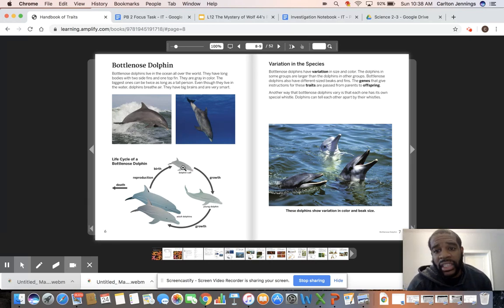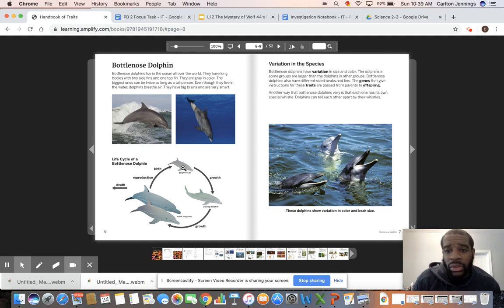Variation in species. Bottlenose dolphins have variations in size and color. The dolphins in some groups are larger than dolphins in other groups. Bottlenose dolphins also have different sized beaks and fins. The genes that give instructions for these traits are passed from their parents to offspring. So this is just what we've been learning about. Parents pass down those different traits to their children.